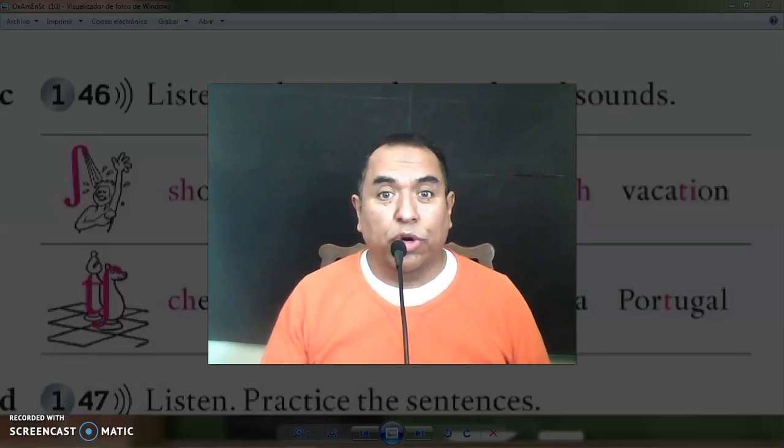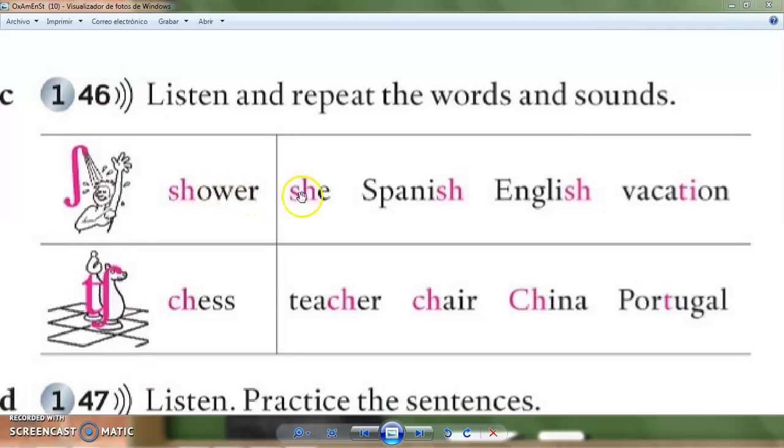So the words now. Let's say the words. Shower. She. Spanish. English. Vacation. Even when you have a letter T and an I, you're going to use the sound sh. Vacation.